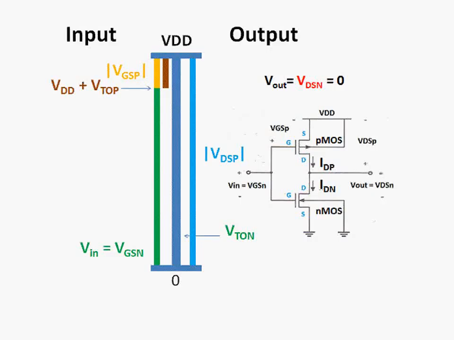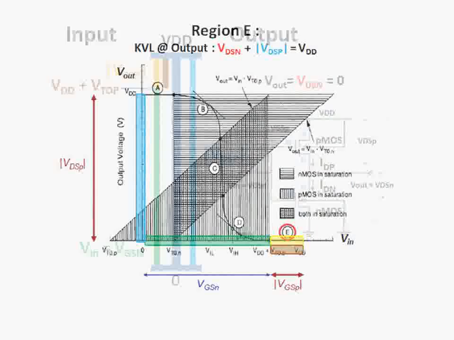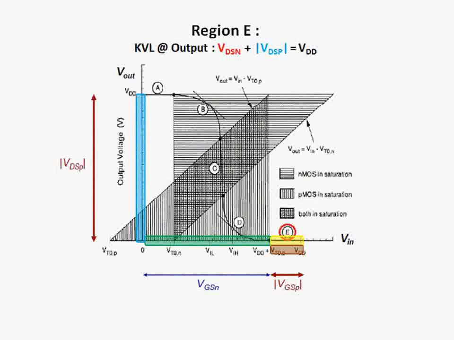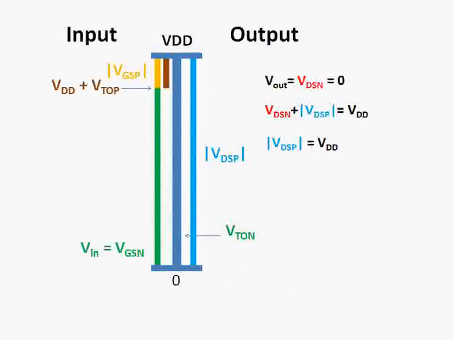If the inverter's output voltage is equal to 0, the drain source voltage of the NMOS transistor will be equal to 0 as well. Based on the KVL analysis at the inverter's output, we know that the drain source voltage of the NMOS plus the drain source voltage of the PMOS will be equal to VDD. Since we know that the drain source voltage of the NMOS is equal to 0, the drain source voltage of the PMOS will be equal to VDD.